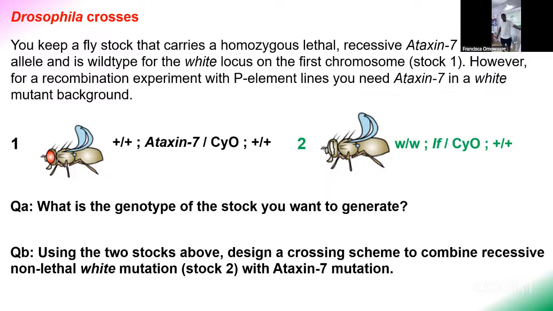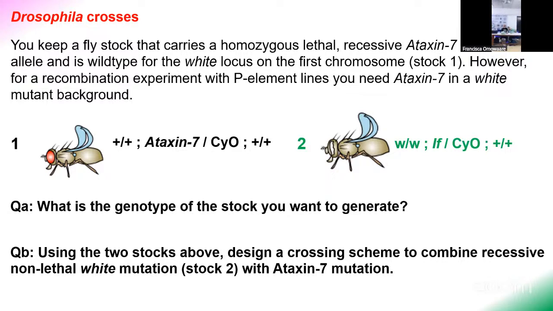And then number 4, you're going to have Y over W and then ataxin over curly. So that's also going to be white-eyed but curly. And then number 6, we've got white-eyed and then if over curly. They've got the 2 markers, so you don't need that. And number 5 also has the 2 markers, you don't need that. Now, the next question is, are we going to use number 2 or number 4, and why? What do you think for the next stage of the crossing scheme? Do you want to use number 2 or number 4, and why?